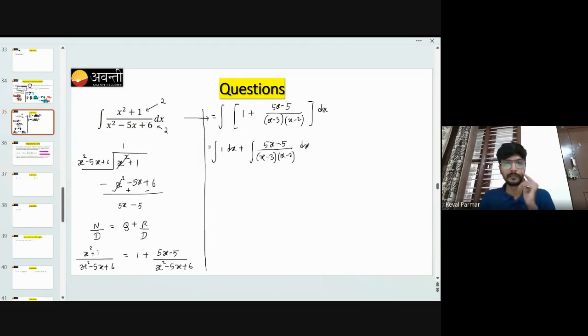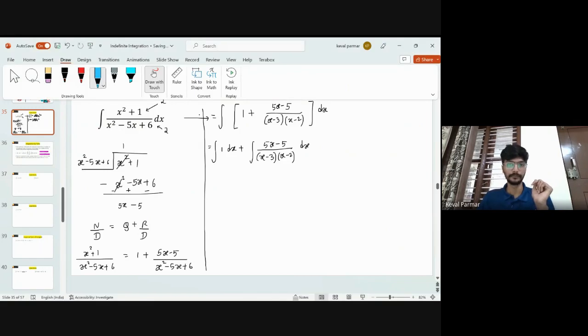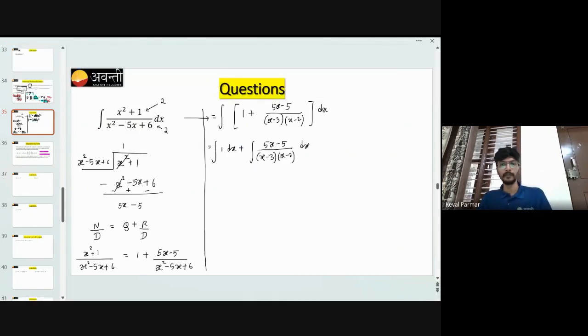Is it clear till here? The first one we know directly, no need to solve it. So let's look at this one. Here this is partial fraction. What can I do here? I can simply write 5x minus 5 upon x minus 3 into x minus 2 as a upon x minus 3 plus b upon x minus 2.